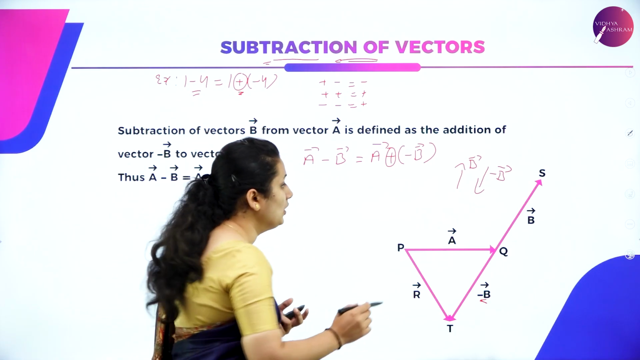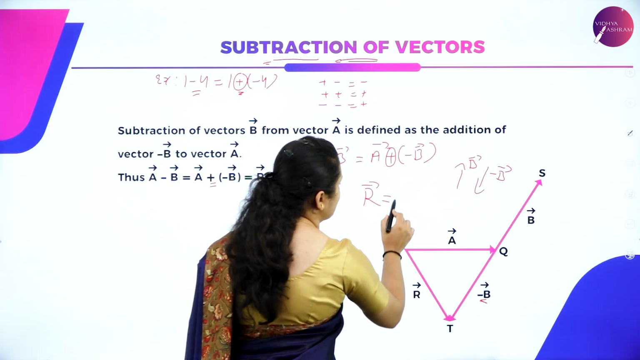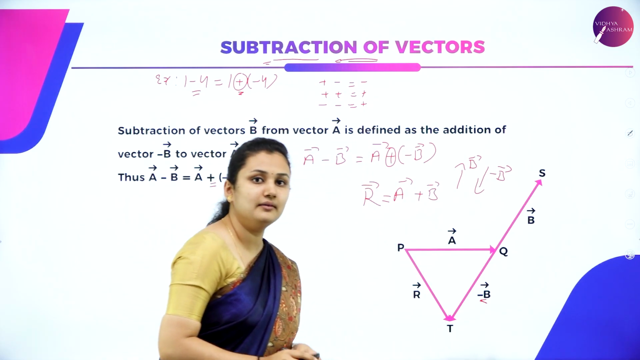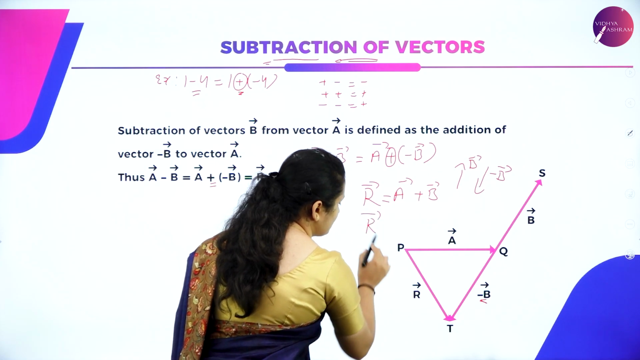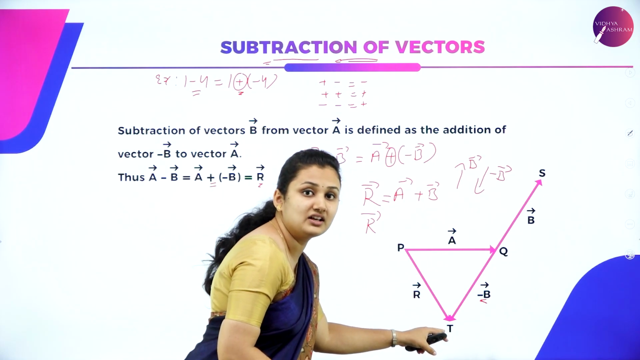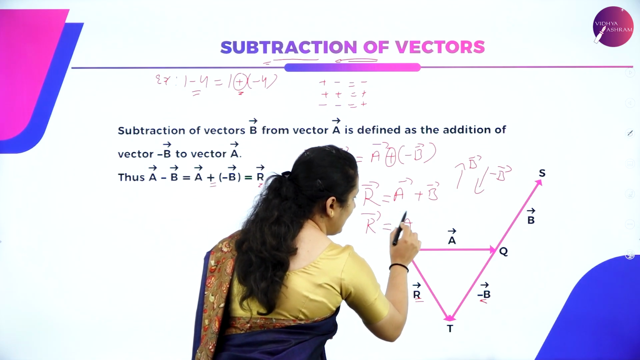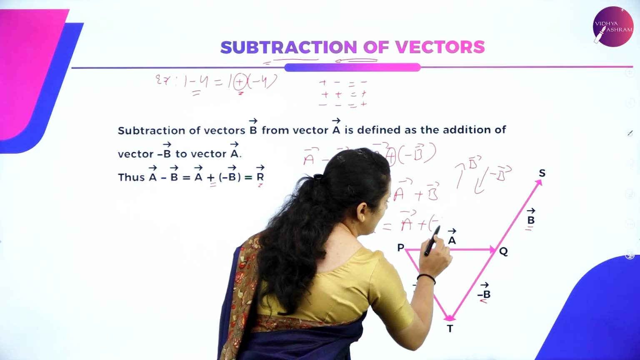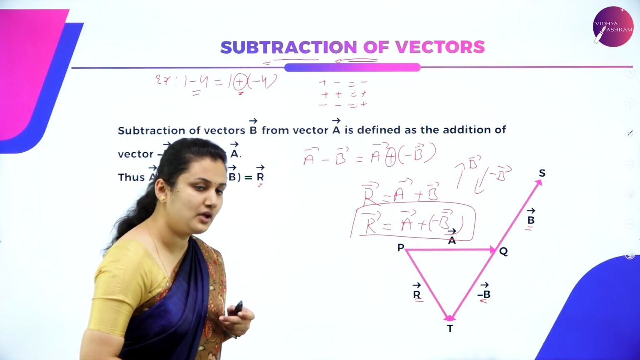From the triangle law of vector addition, we know that resultant R is the sum of two sides, A plus B, given by the third side of the triangle of vector addition. So this PT, you can see, is opposite in direction. This PT gives you the resultant vector R, the third side of the triangle. That is equal to vector A plus minus B, the reverse of the direction of B. So this gives you subtraction of vectors using the triangle of vector addition.